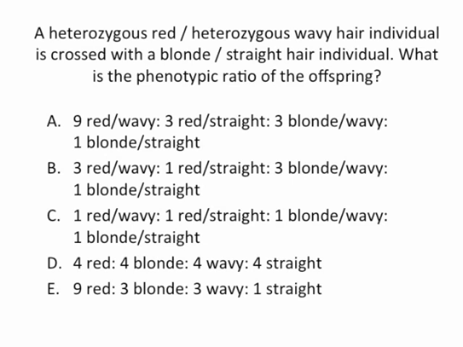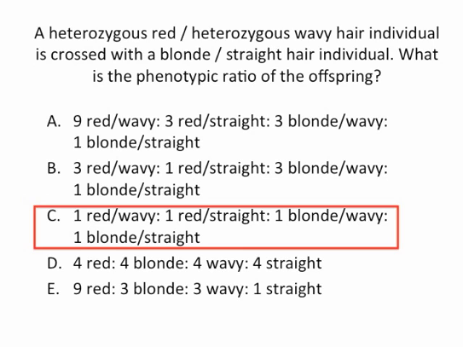So I'm going to take one parent, put it on the top, big R, big H, big R, little h, little r, big H, little r, little h, and the other parent on the side. I end up with this, which each of these has a different phenotype. This would be red wavy, this would be red straight, this would be blonde wavy, this would be blonde straight. So it's 1 to 1 to 1 to 1 of all of those. You would have gotten 4 to 4 to 4 to 4, but it's the same as 1 to 1 to 1 to 1. So the answer is C here.